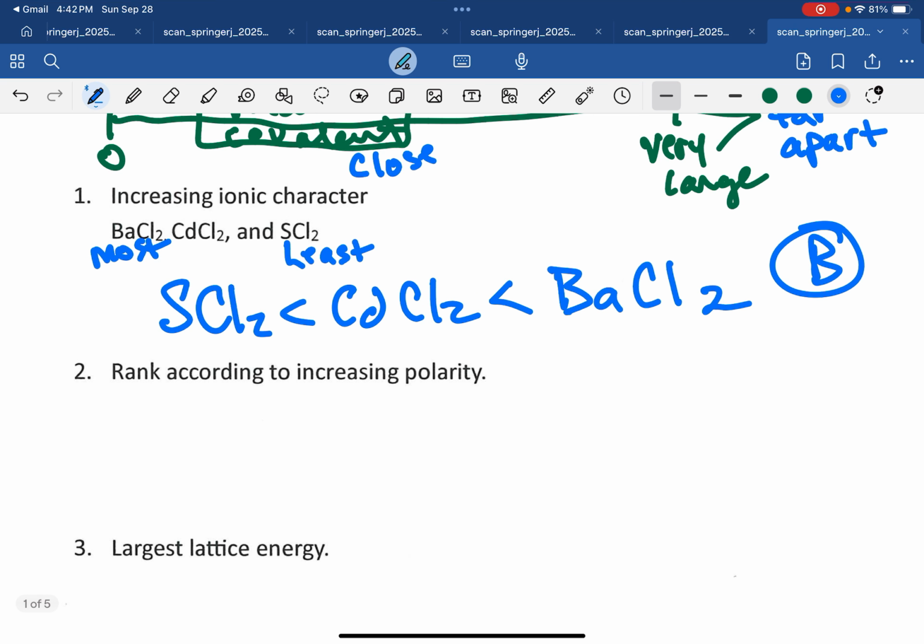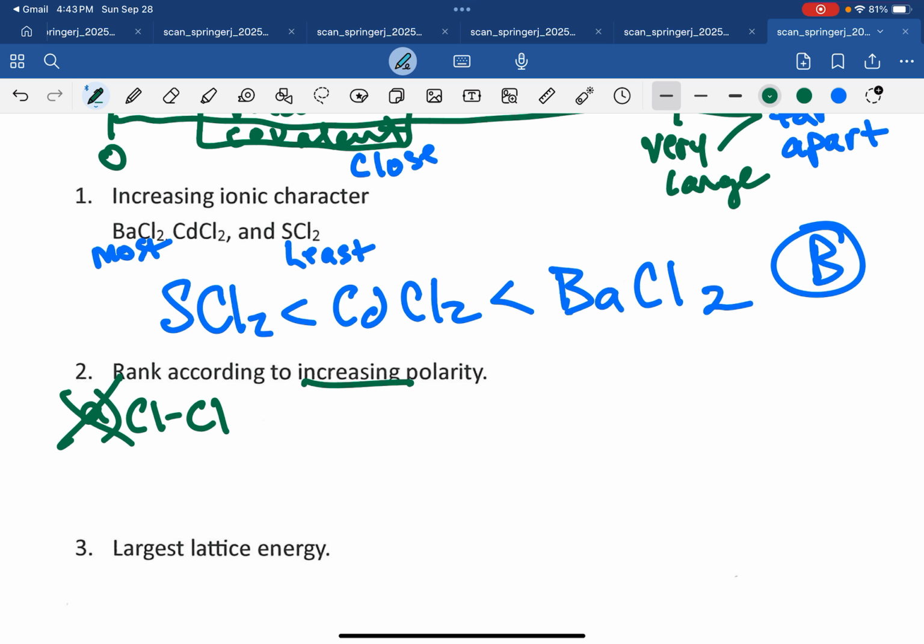Okay, similar on number 2. Close together is less polar, farther apart is more polar. We're comparing, oh, they're all different on this one. On letter A, the Cl-Cl would be the least polar. And since we're going on increasing polarity, A is not it because it's going at the very minimum. The last one is the least polar, and we want the last one to be the most polar, so it can't be A.